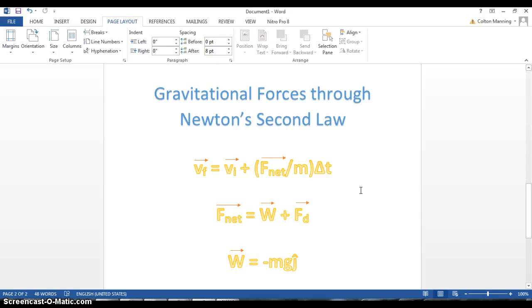The main idea of Lab 2 is to show the change of velocity of an object that is dropped from a still position due to the force of gravity, and this can be modeled by using Newton's second law. Newton's second law says that the final velocity vector is equal to the initial velocity vector plus the net force vector divided by the mass times the change in time.